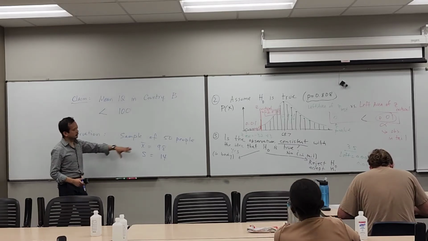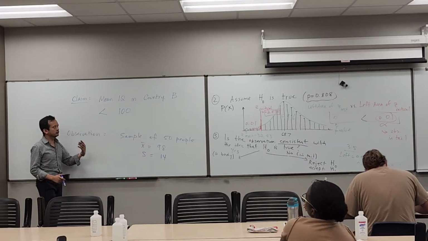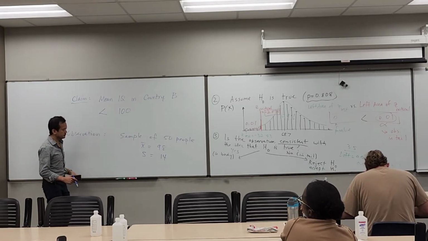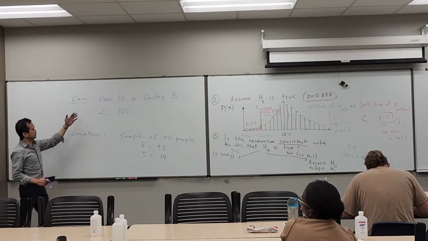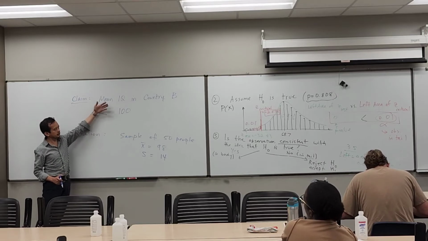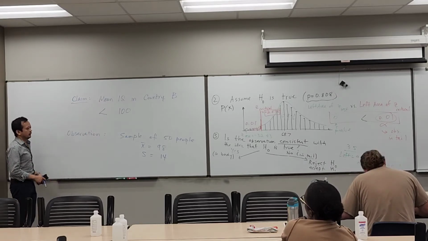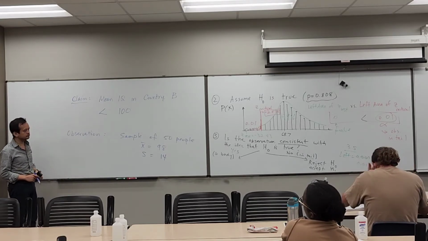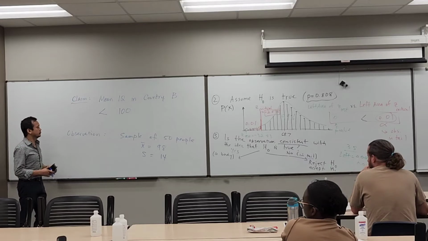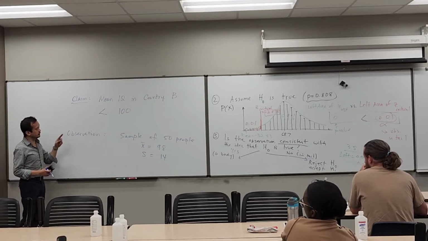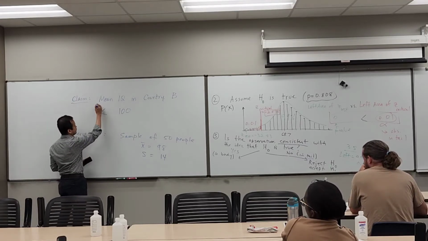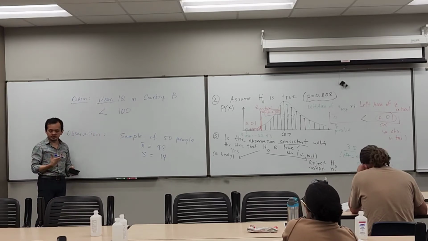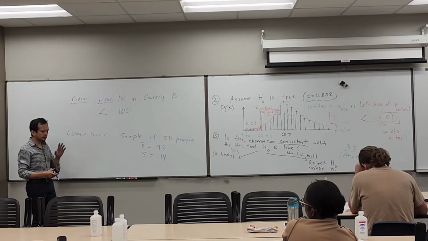So from this sample of 50, the question is, what can you conclude about the entire population from which the sample was drawn? Can you conclude that indeed the average IQ in country B is less than 100? So we're going to use hypothesis testing to make a conclusion about this claim for the population. So the only difference is that this claim has to do with a measurement that represents a mean, as opposed to a measurement that represents a proportion of success for the population. So that's the only difference.